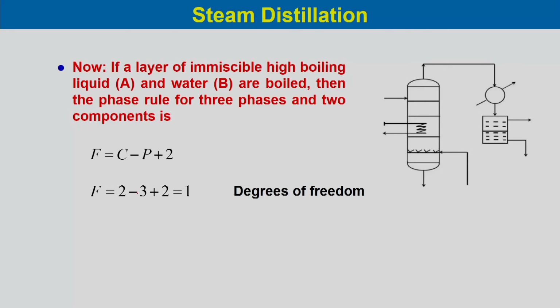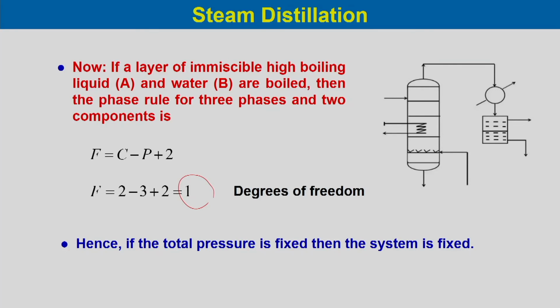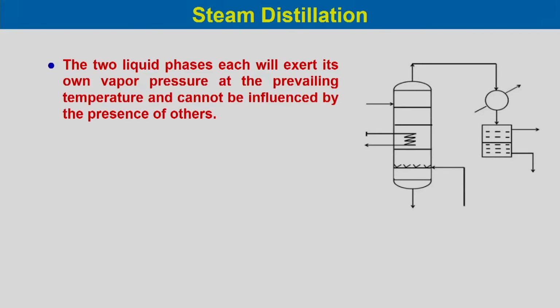So, it is 3 plus 2. So, it will give 1 degree of freedom. Hence, if the total pressure is fixed, then the system is fixed. The 2 liquid phases each will exert its own vapor pressure at the prevailing temperature and cannot be influenced by the presence of the other.